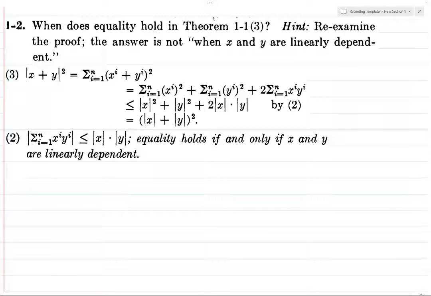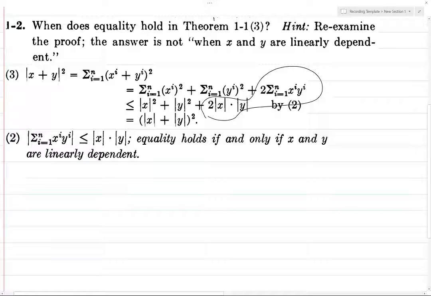Alright, exercise 2. Before we get into this proof, I wanted to include this little bit right here, because in the hint it says the answer is not when x and y are linearly dependent. The reason you might think that is that if you look back at the proof of 1-13, you see the only place we have an inequality is here. We know that these two things are literally the exact same, and these two things are literally the exact same, and so, therefore, the inequality has to come from here.